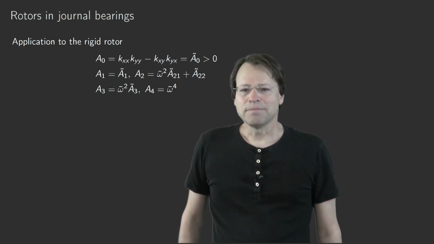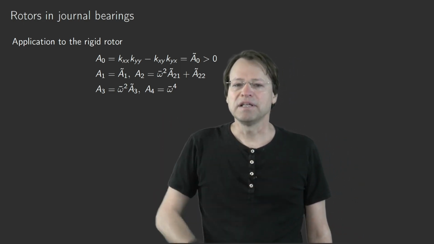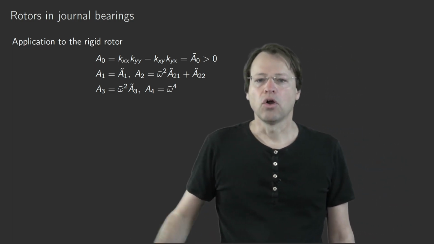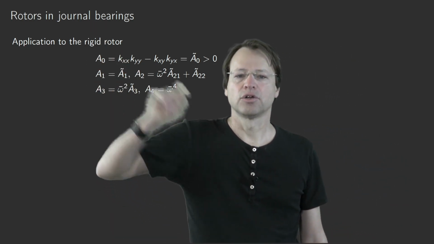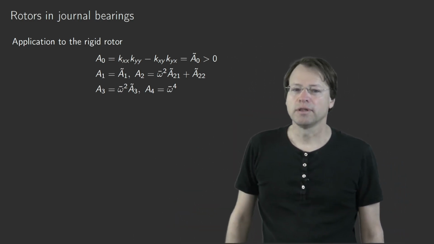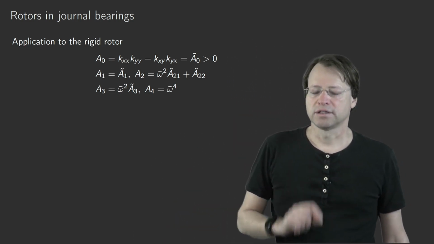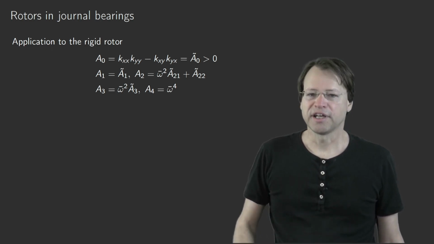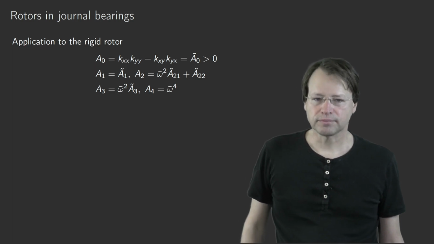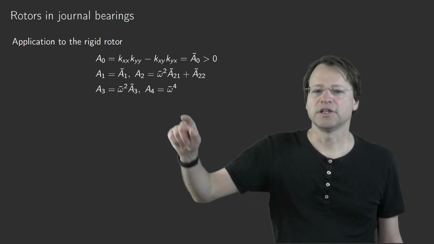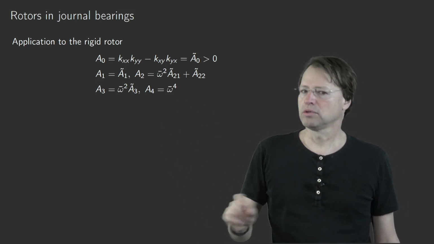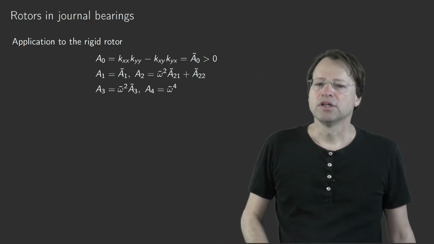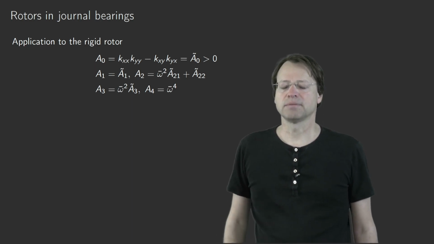So let's apply the stability criteria that you have seen in the last video to our case of the rigid rotor in journal bearings. As you saw in the last video, there are two ways to come to an instability when you increase, so for our case, the rotational speed. Because we know that if the rotational speed is very, very small, 0 for example, the system behaves stable. So there are two ways to arrive at an instability.